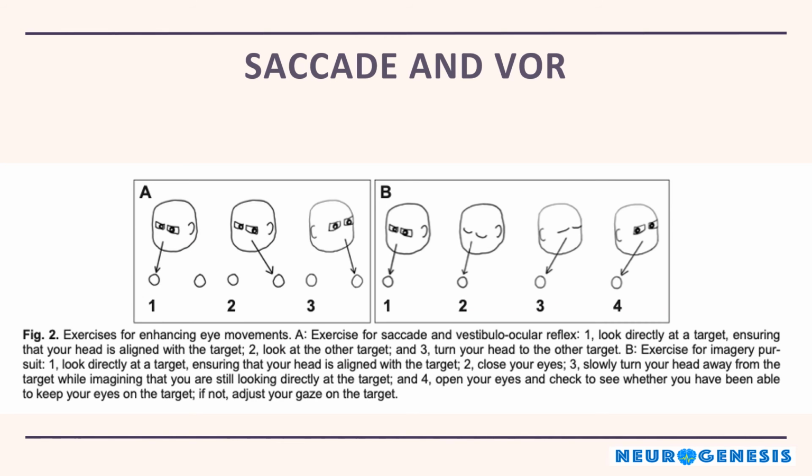Okay, on further enhancing eye movements, we look at saccades and VOR. The two pictures here in A and B. In A, the eyes are open. He looks at one object, and then he looks at the next object. Then, focusing on the next object, he turns his head. In B, he looks at one object, he closes his eyes, turns his head, but the eyes are still focusing on that object, and then opens his eyes. Okay, so he repeatedly does this. Although it's difficult at first, he repeatedly does this and it becomes easier for him.